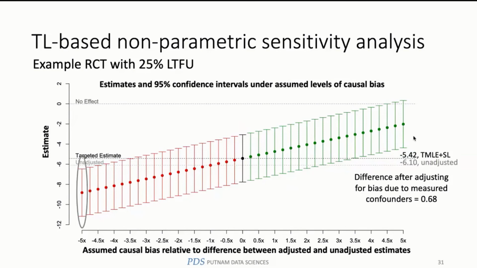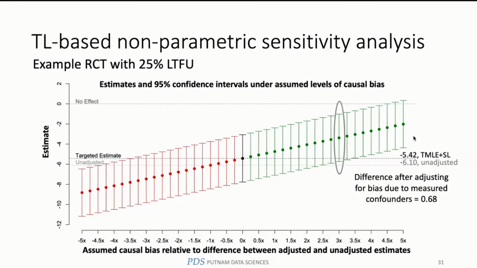Well, that's if it was 5 times as large in that direction. But what if it was only 1 time as large? What if it was 0.68? We managed to only reduce the bias by half from the unadjusted estimate. Then we still have a point estimate that's very close to the unadjusted estimate, and the confidence intervals are still well below the null of 0.